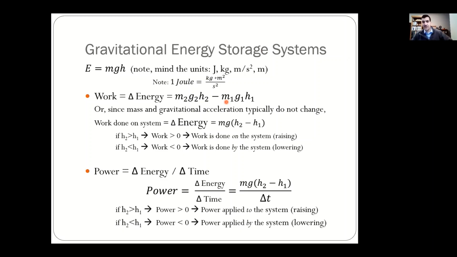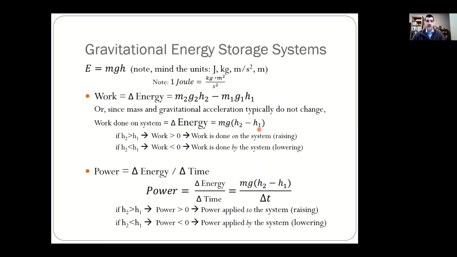Your acceleration due to gravity, you could quibble with this a little bit. The acceleration due to gravity on top of a mountain is slightly different than the acceleration due to gravity at the base of that mountain, but it's not that big of a difference. It's a minuscule difference. So we can say that g2 is equal to g1, which enables us to factor out the m's and the g's. And we can say that the change in energy is the mass times the acceleration due to gravity times the quantity h2 minus h1.